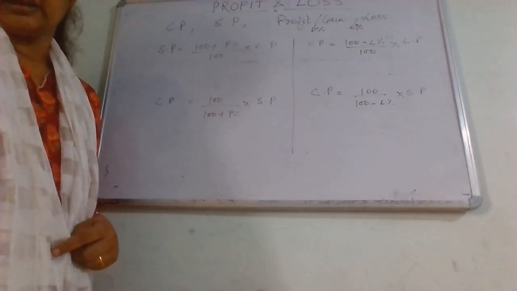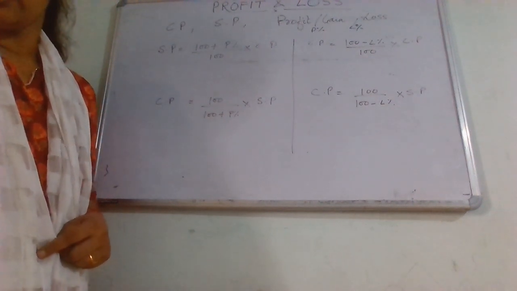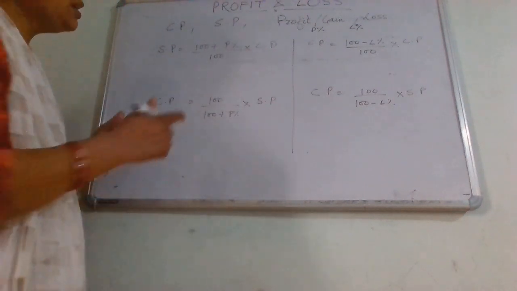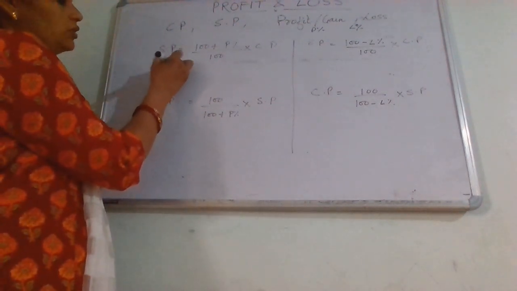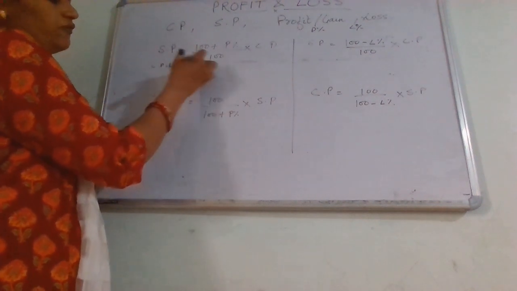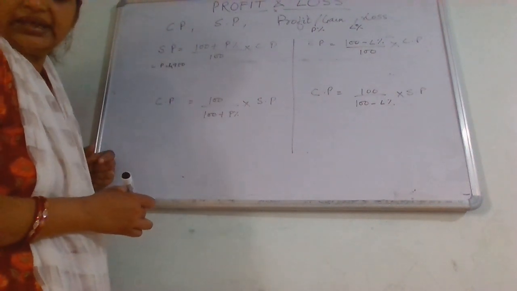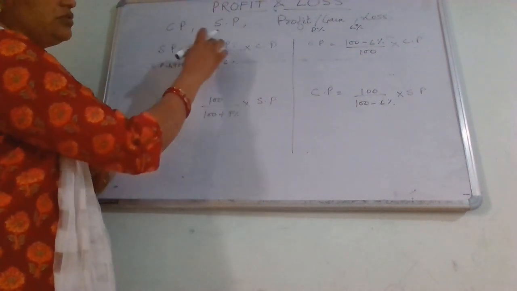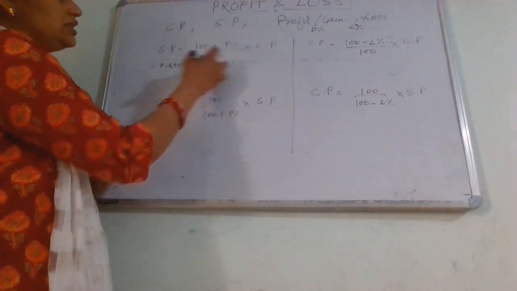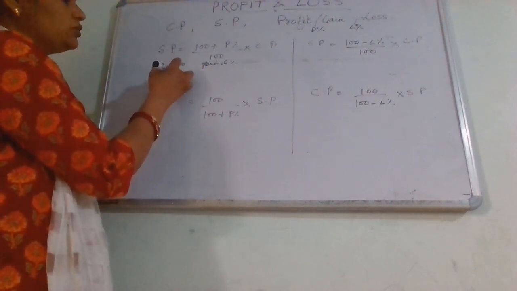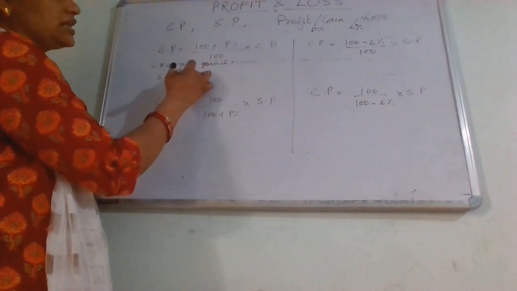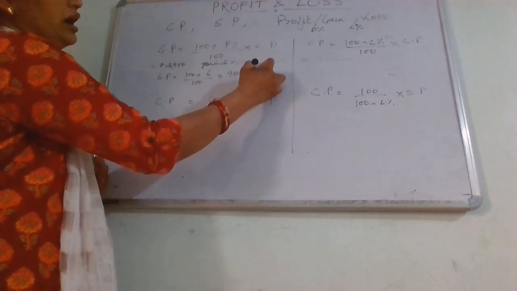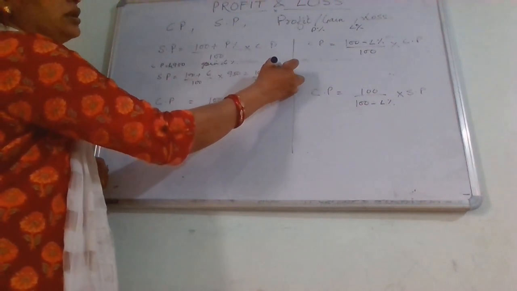Now, come back to the exercise questions. Exercise question 11A says, find the SP when CP is equal to 950. I will write over here only. CP is equal to 950, and gain is equal to 6%. So profit percent is 6 and CP is equal to 950. I will substitute over here: 100 plus 6 upon 100 into 950, that is equal to 106 by 100 into 950.